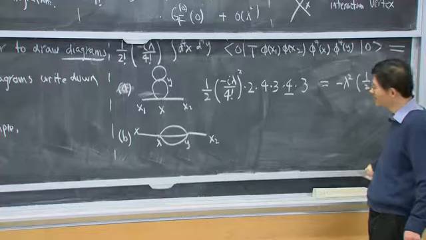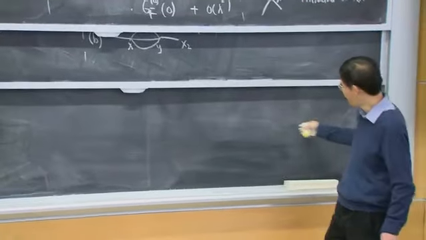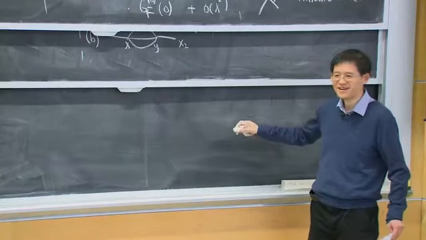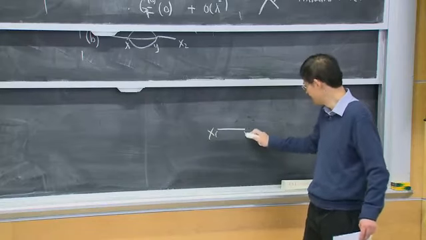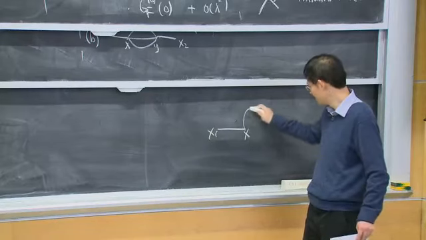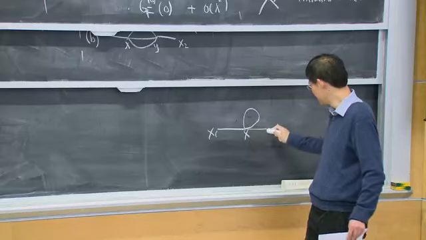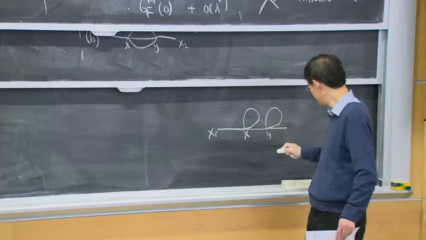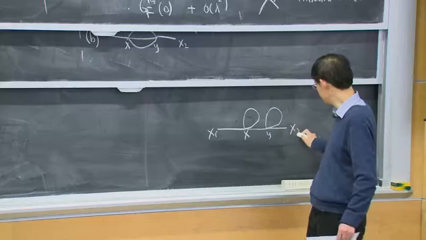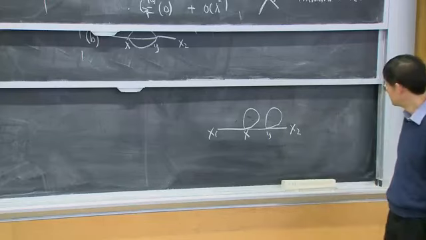Sorry, which one? Say it again. x1 to x. And then one loop at x. Yeah. x to y. Yeah. One loop at y. And y to x2. And y to x2. I think we didn't include that.